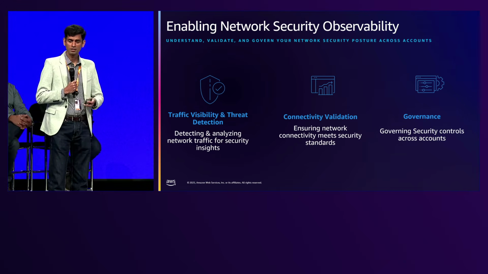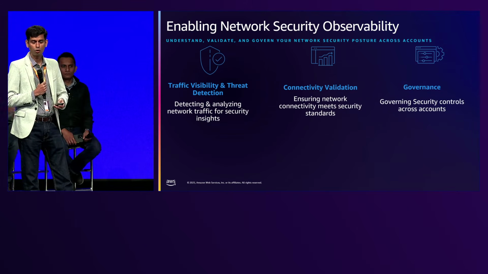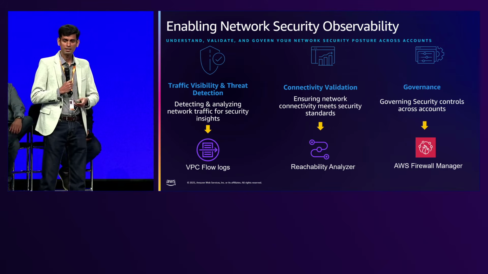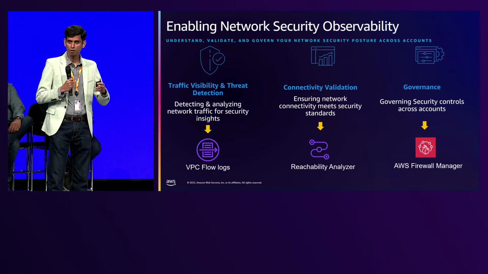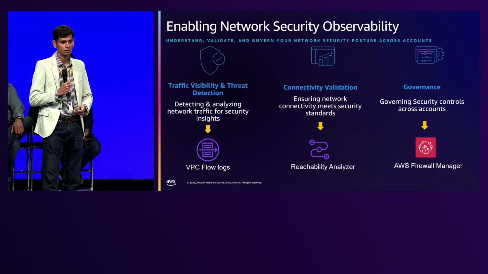This is where 3 services come into play which can help in those considerations. VPC Flow Logs, which allows you to provide that traffic visibility. Reachability Analyzer, which allows you to perform that connectivity validation. And then AWS Firewall Manager, which allows you to govern all those security controls. So let's dive into each of these.